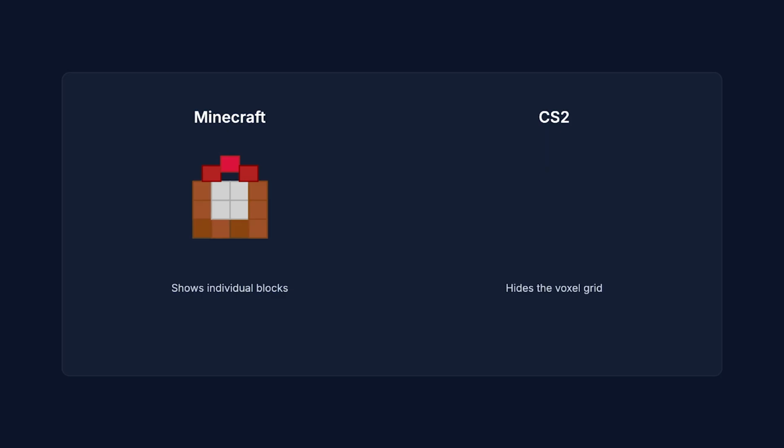Second, Minecraft shows you the individual blocks, but CS2 hides the voxel grid completely. You never see the individual cubes. The rendering system reads the voxel data and displays a smooth, realistic smoke cloud. The voxels are just the invisible data structure underneath. This voxel grid is what makes CS2's interactive smoke possible.